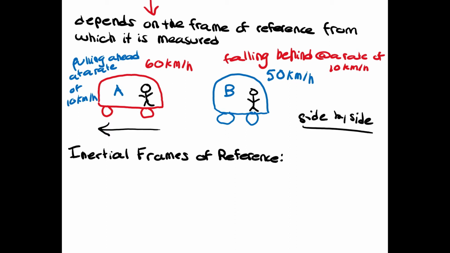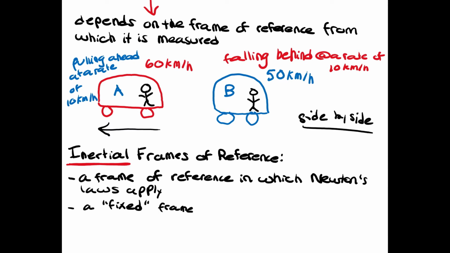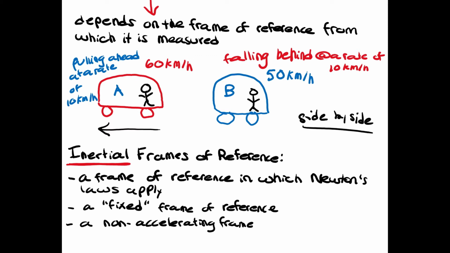But yeah, basically, whenever you see inertial frame of reference, it means a frame of reference in which Newton's laws apply. Some people also call this a fixed frame of reference, or a non-accelerating frame of reference. So these last two are pretty much synonyms, but you might see them, and just know that if you do see any of these synonyms, they're referring to an inertial frame of reference.